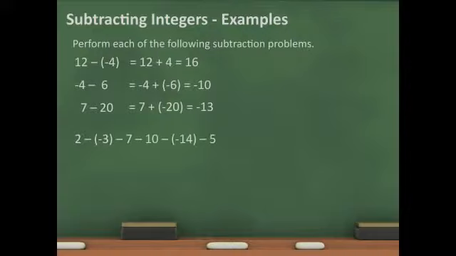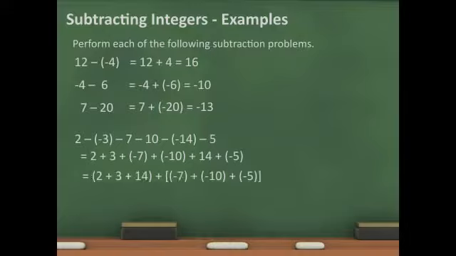Let's look at a problem. 2 minus negative 3 minus 7 minus 10 minus negative 14 minus 5. Each subtraction gets changed into addition. This becomes 2 plus 3 plus a negative 7 plus negative 10 plus 14 plus negative 5.